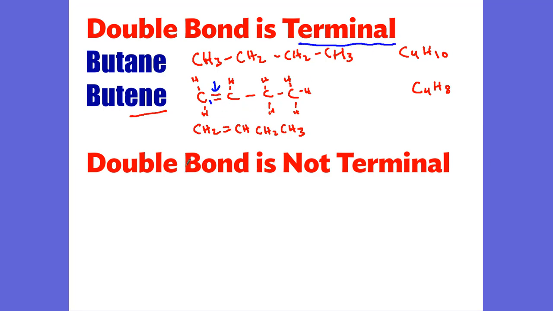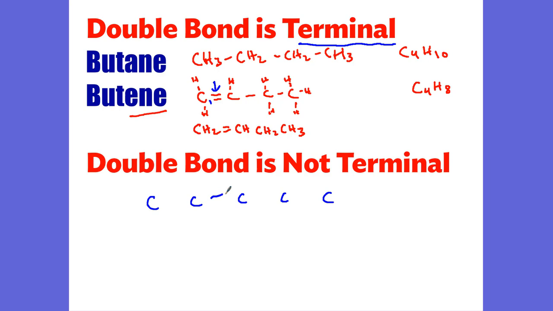But what happens if it's not coming off of that terminal carbon? Let me give you an example here. Let's take a look at something like pentene. We have 1, 2, 3, 4, 5 carbons for pentene. Now, if this double bond's coming off of this carbon right here, we can just call that pentene. We don't have to do any special naming. We can just call that pentene, and that will assume that it's coming off of that terminal carbon.